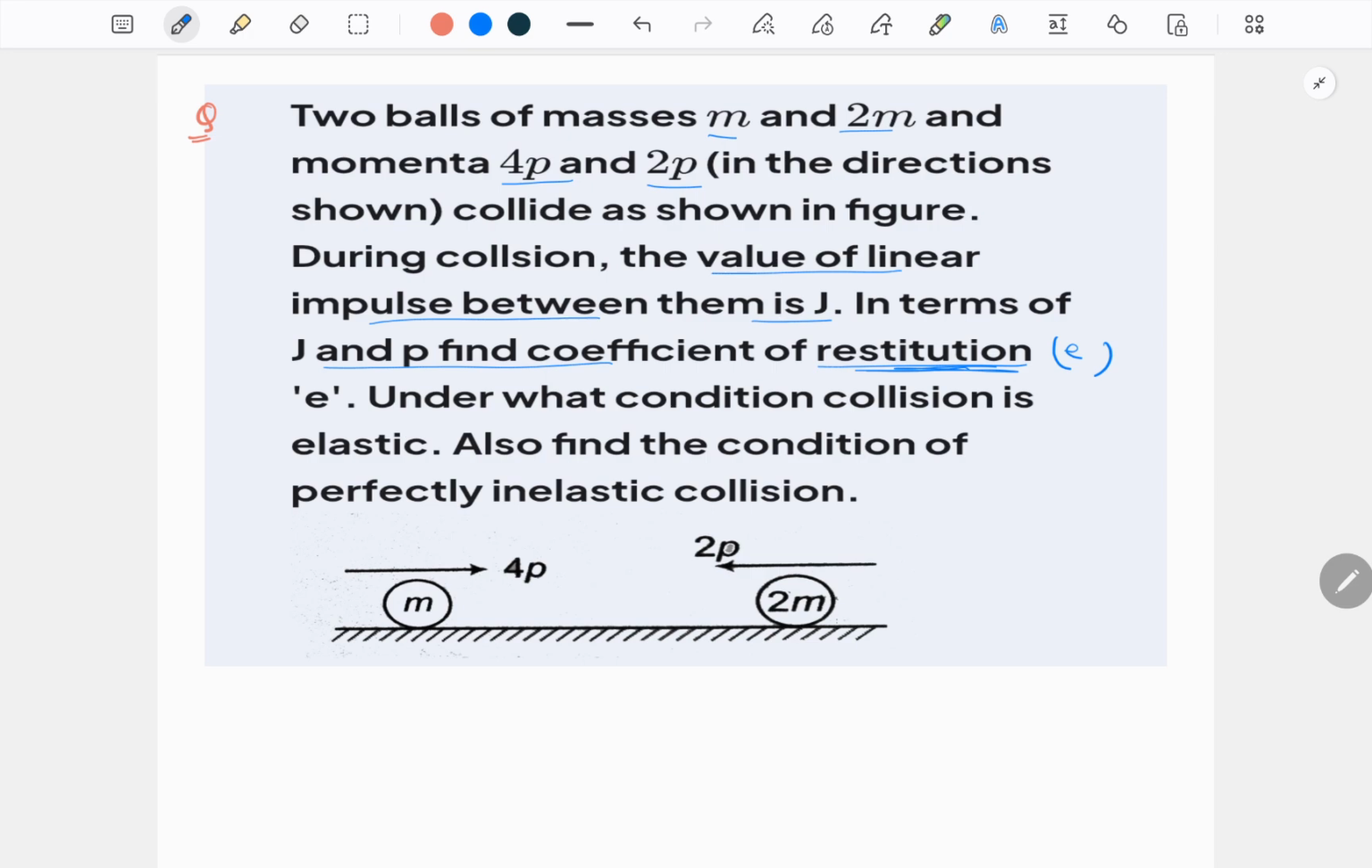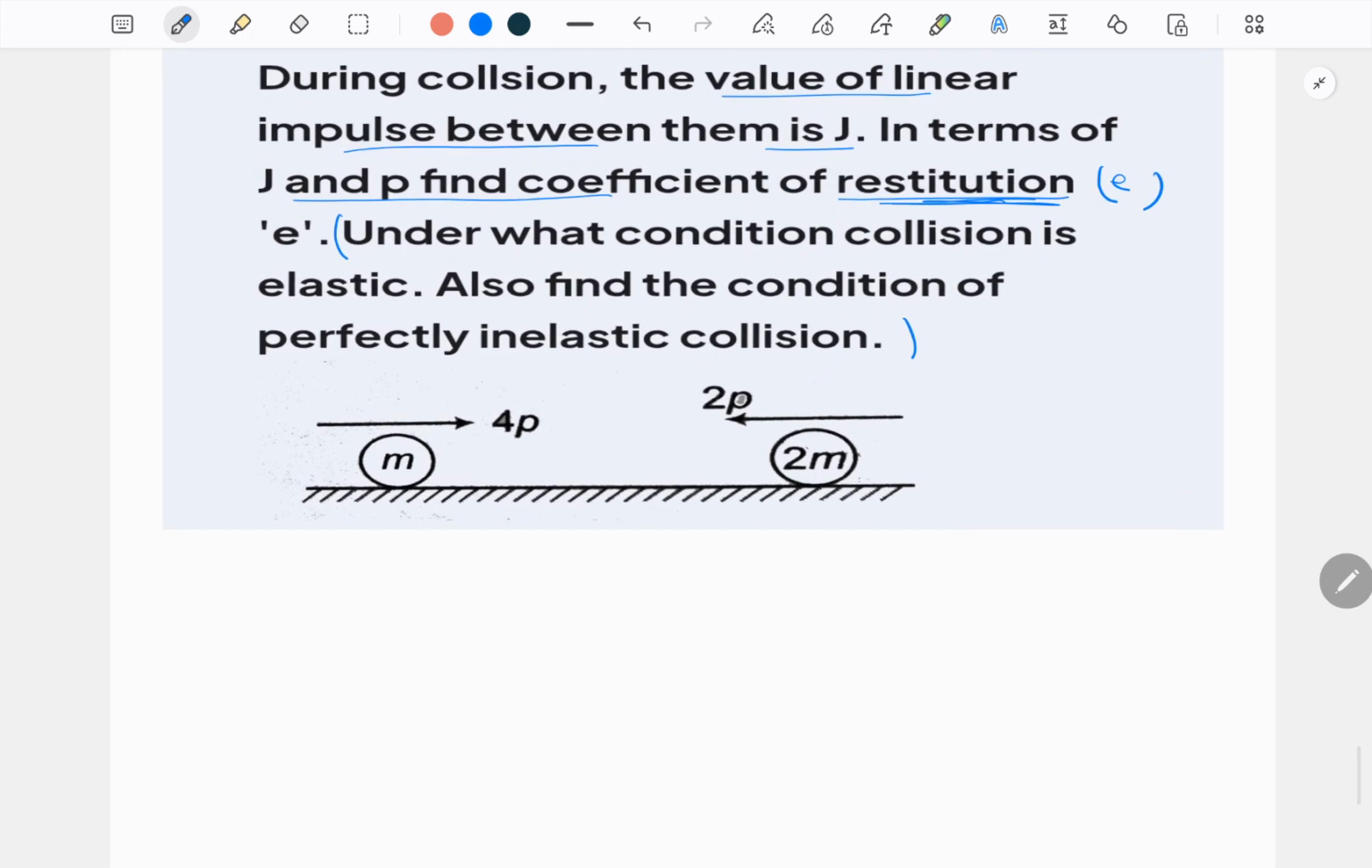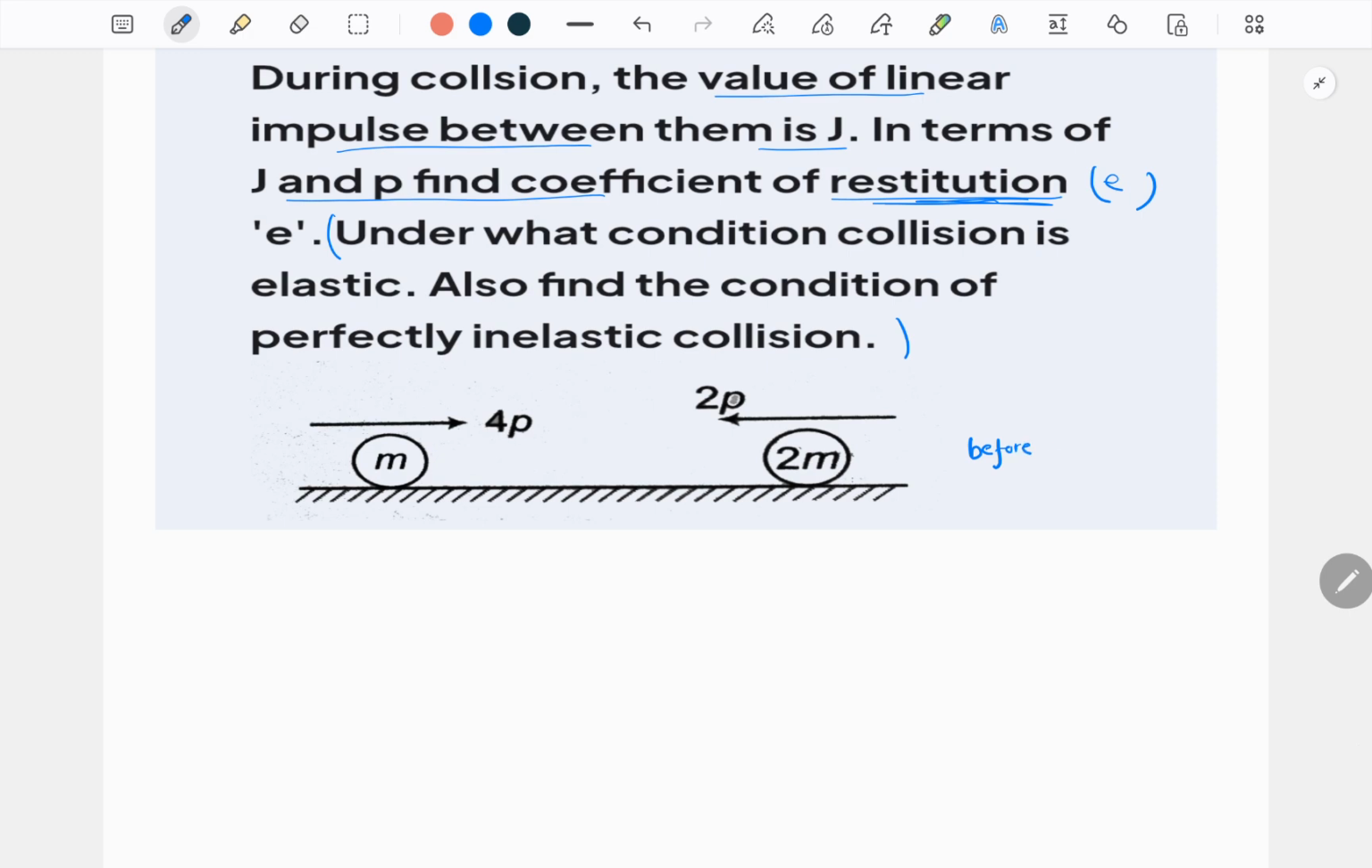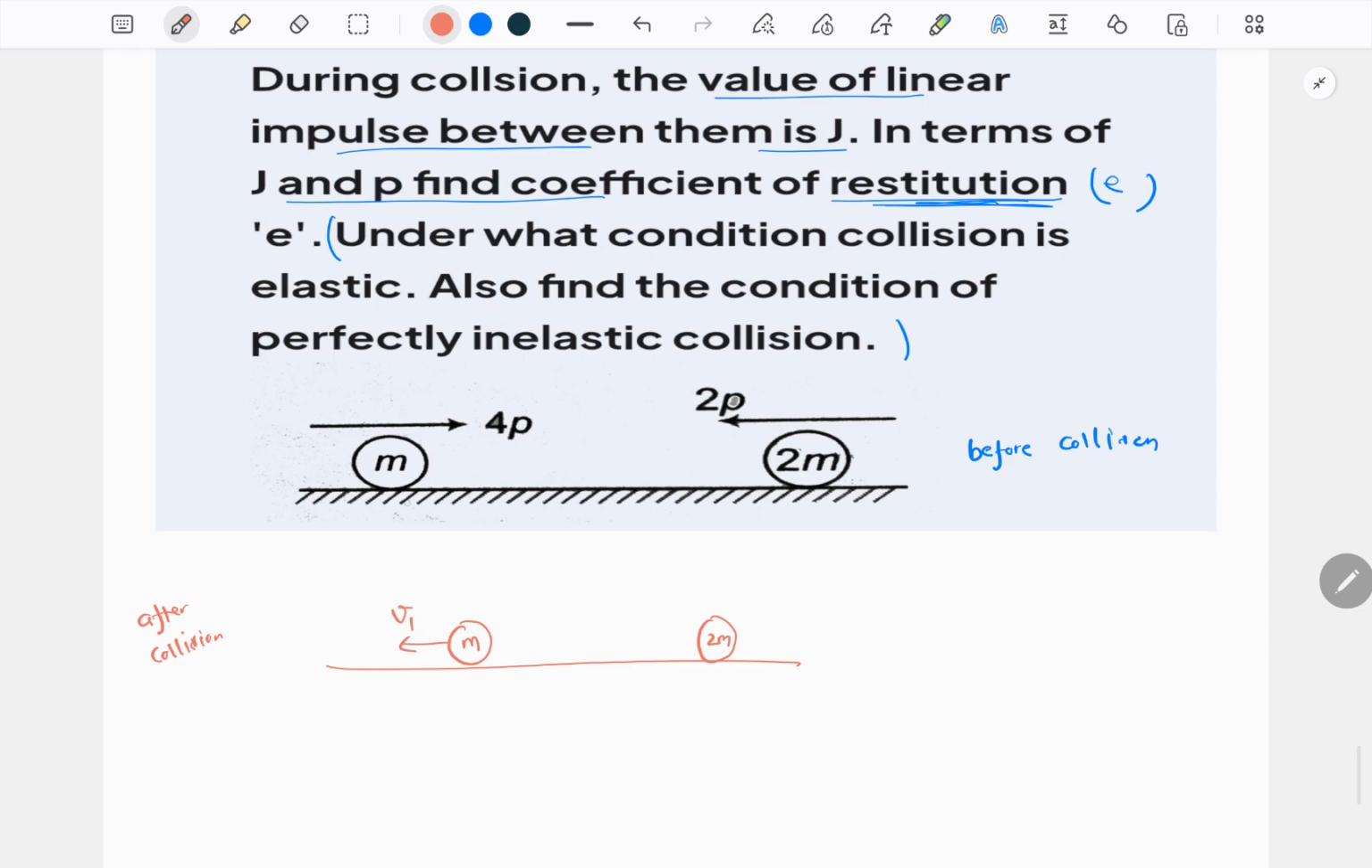First we'll try to solve this part and then we'll come to the other part. We can clearly see the condition before collision, so I will draw a plot after collision. After collision, what will happen? This particle, mass 2m and m, after collision this m mass will move in this direction with final velocity v1. I'll say this particle is particle 1, this particle is particle 2. So v1, and this will move in this direction, v2.